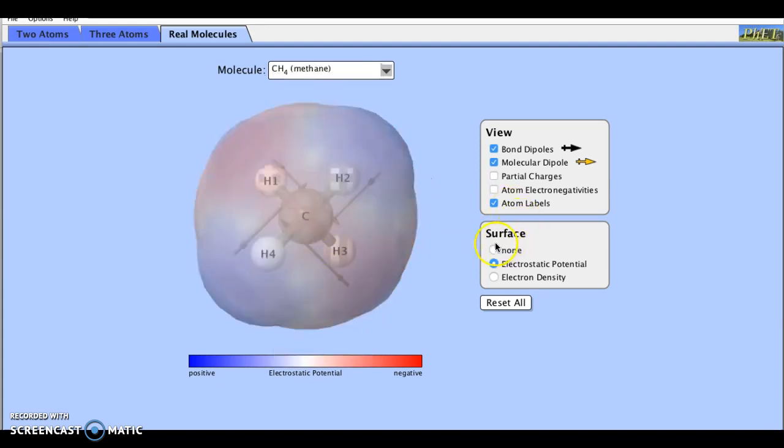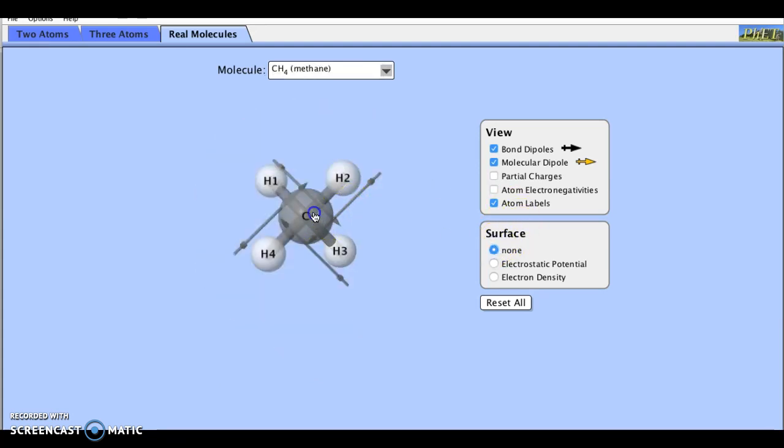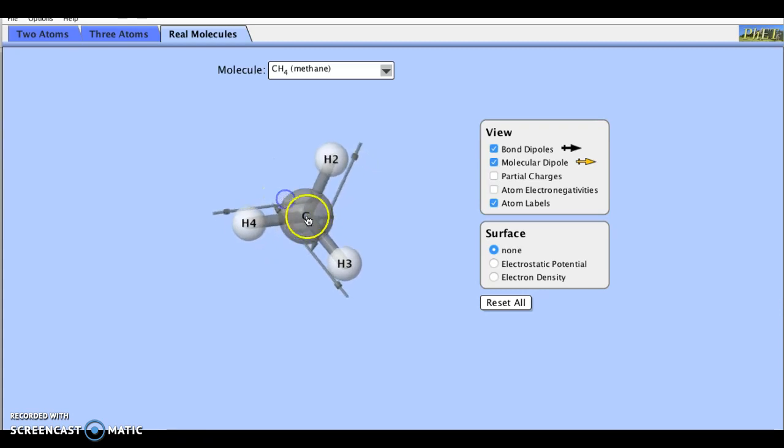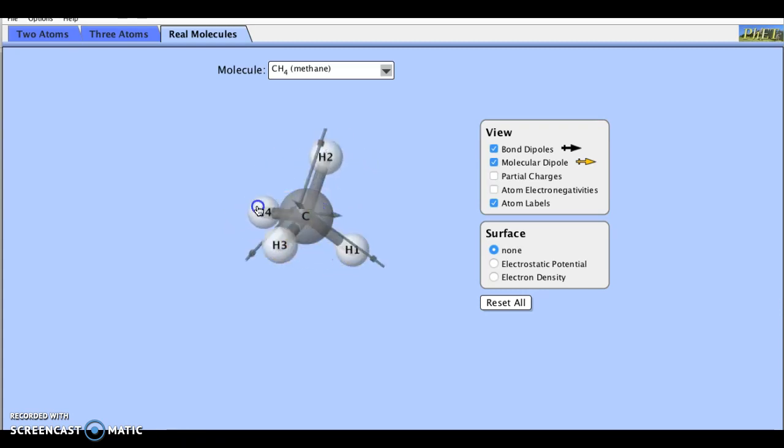And methane is natural gas. It's what we burn in our houses for heat in the winter. It's what a lot of our dryers and stoves run on.